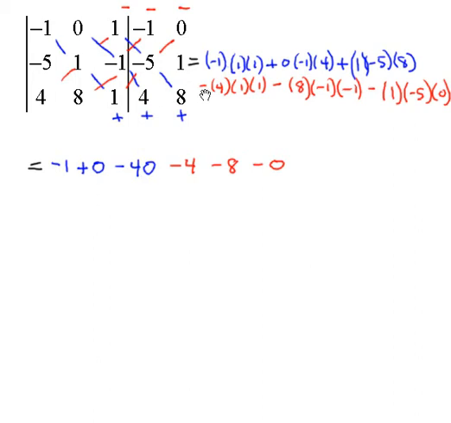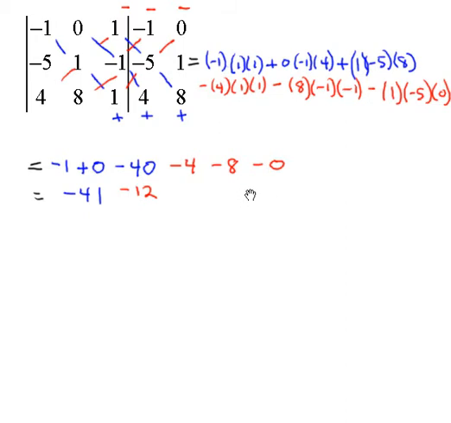And let's work on our subtractions here in red. We're subtracting 4 times 1 times 1, so that's subtracting 4. We're going to subtract 8 times negative 1 times negative 1, so that's subtracting 8. And then we're subtracting 1 times negative 5 times 0, and 0 times anything is 0.